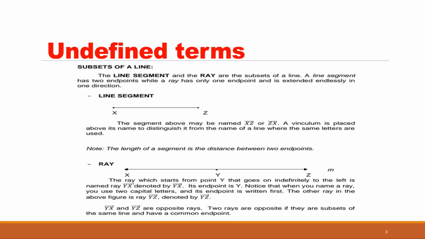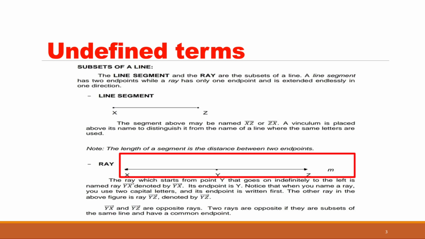Okay, so let's have a ray. We have illustrated on the screen point X, point Y, point Z. That is line m. The ray which starts from point Y that goes on indefinitely to the left is named ray YX, denoted by ray YX. Its endpoint is Y.